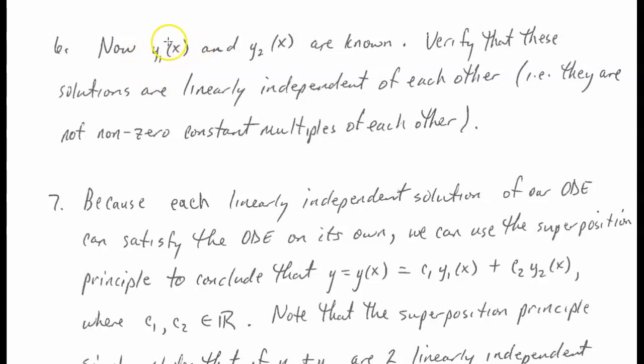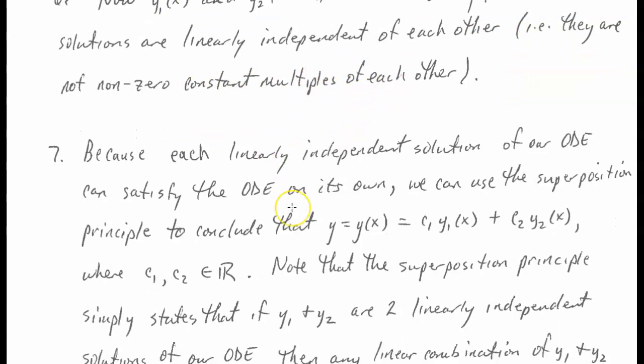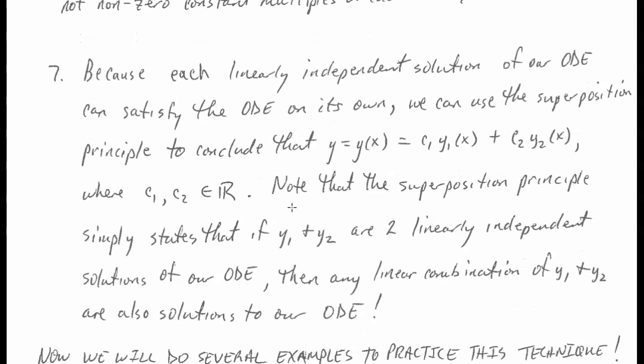So step 6 here just says that once we find y2 and compare it to y1, we need to make sure that they are indeed linearly independent. That basically they're not going to be non-zero constant multiples of each other. And then step 7 just kind of explains, all right, well, what have we found?